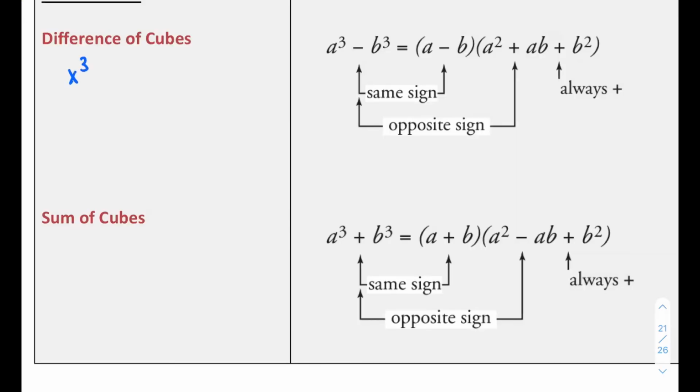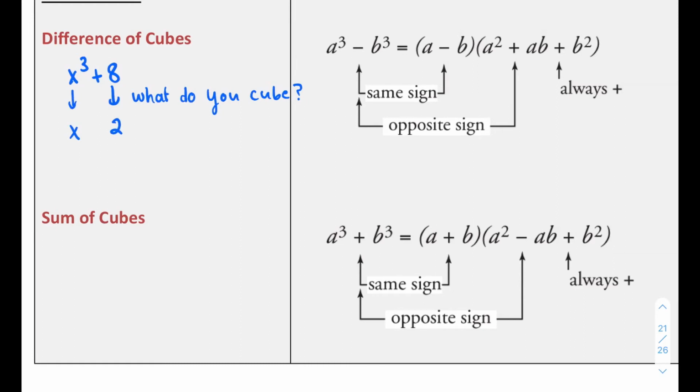So cubes can also be factored using a special pattern. They factor into a binomial times a trinomial. So say you have something like x cubed plus 8. I wrote it under difference of cubes even though it's a sum, but they work similarly for the pattern.